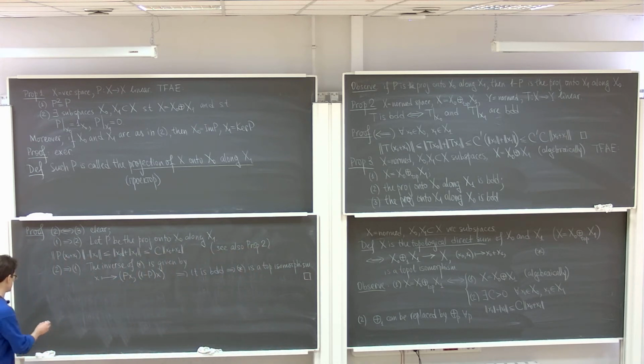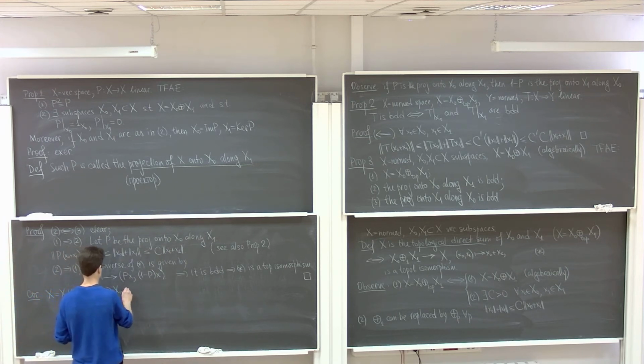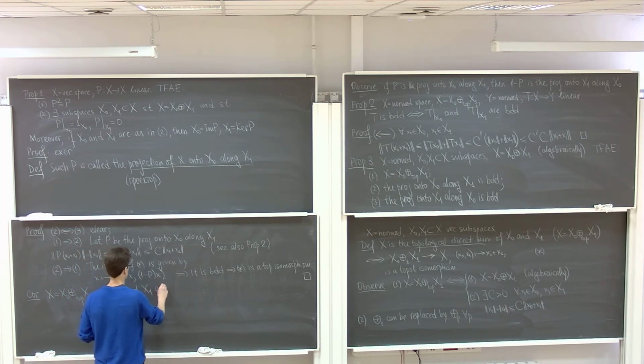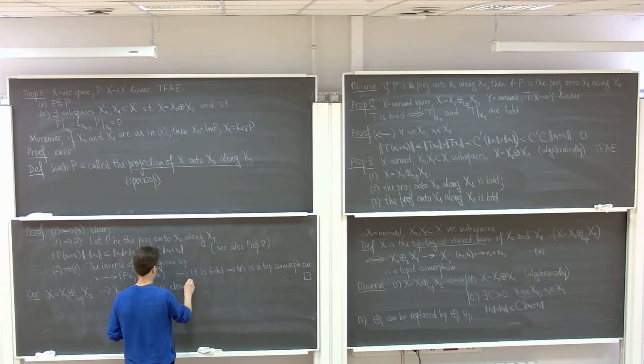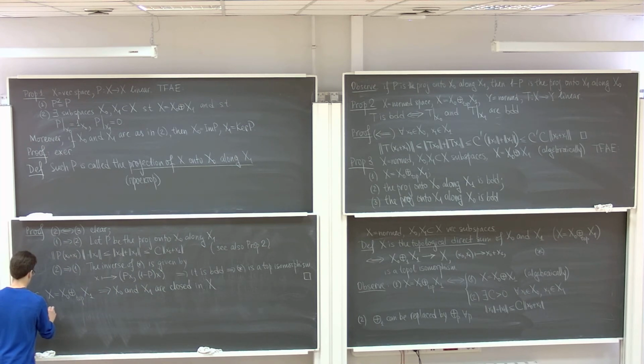Now, as a corollary, we see that if X is the topological direct sum of 2 vector subspaces, x0 and x1, then both x0 and x1 are closed. x0 and x1 are closed in X. Well, this is immediate from our previous result, because the image of a bounded projection is closed for the reason that it is the kernel of 1 minus p.